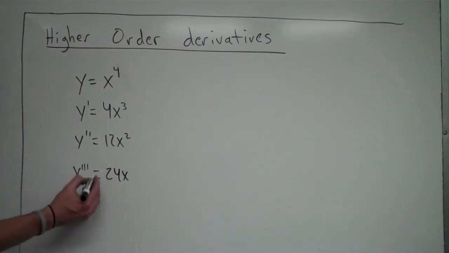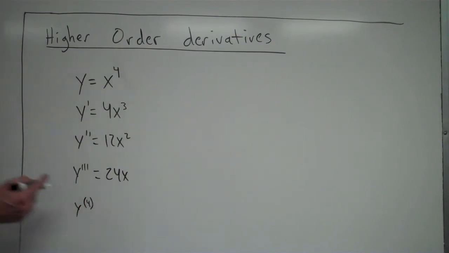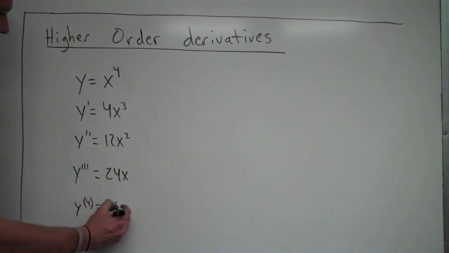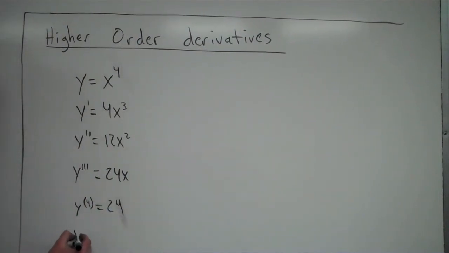Usually after the triple prime, what they start doing is writing y and then a parenthesis with a 4 there, because if you wrote the 20th derivative, trying to write primes, it'd be difficult to keep track and count that. The derivative of 24x is just 24. From there I could take the derivative again, the fifth derivative, and that would be equal to 0. After that the derivative is just going to remain 0. The sixth derivative is 0, seventh derivative is 0, and so forth and so on.